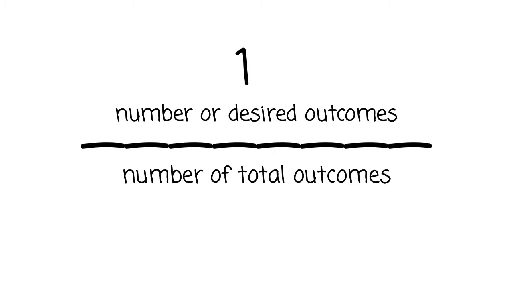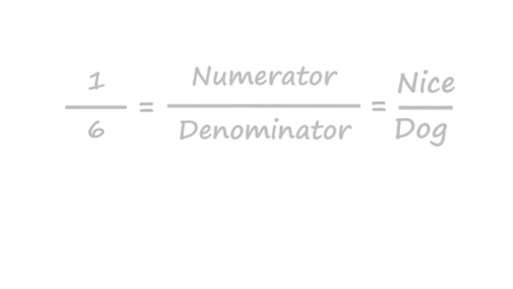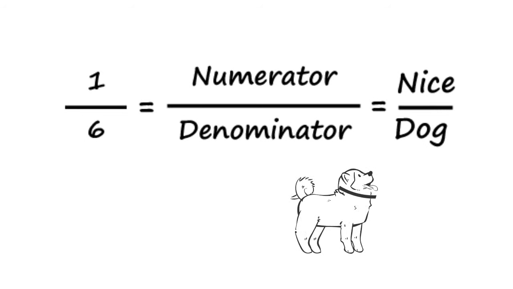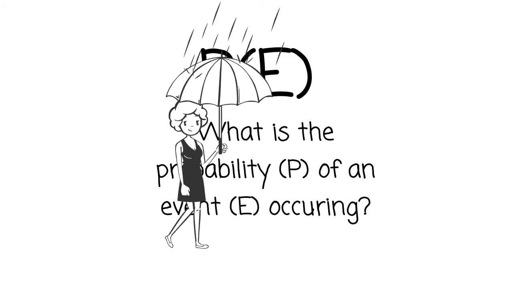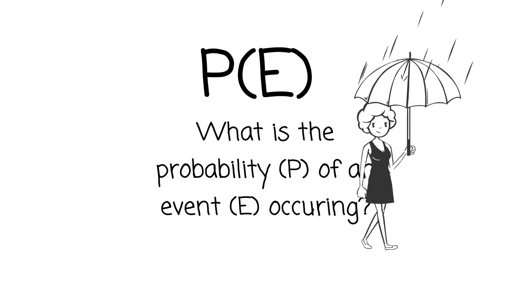Desired outcomes go on top and become the numerator, while total number of outcomes go on the bottom and become the denominator. Here's a fun tip. You can remember where to put the numerator and denominator by memorizing the phrase "nice dog." The N comes before or on top of the D. You can use the notation P(E), meaning what is the probability P of an event E occurring.